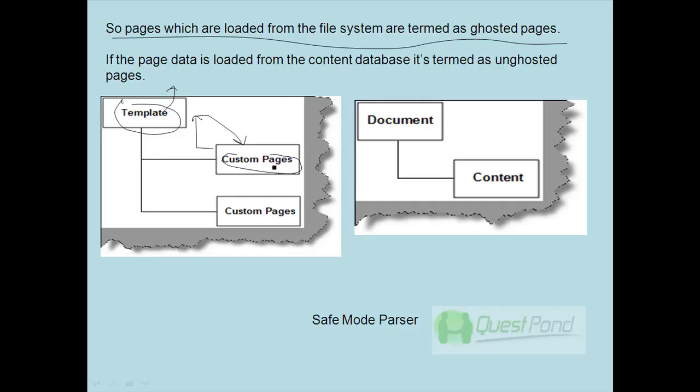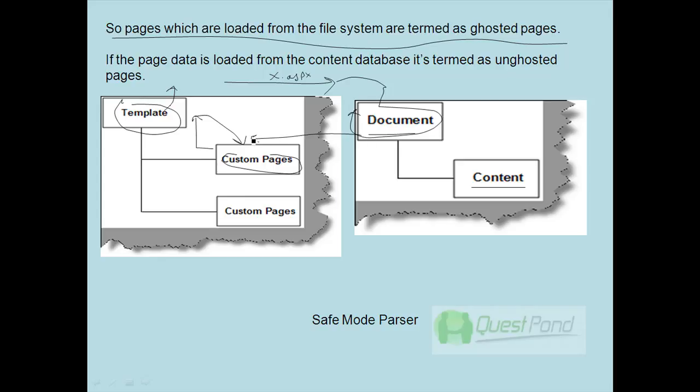Now when any client requests a page, let's say x.aspx, SharePoint first goes to the document table and searches whether it has any entry for x.aspx. If it doesn't have any entry for x.aspx, it goes to the virtual directory, takes the page from there, gives it to the ASP.NET runtime, and then displays it to the client.